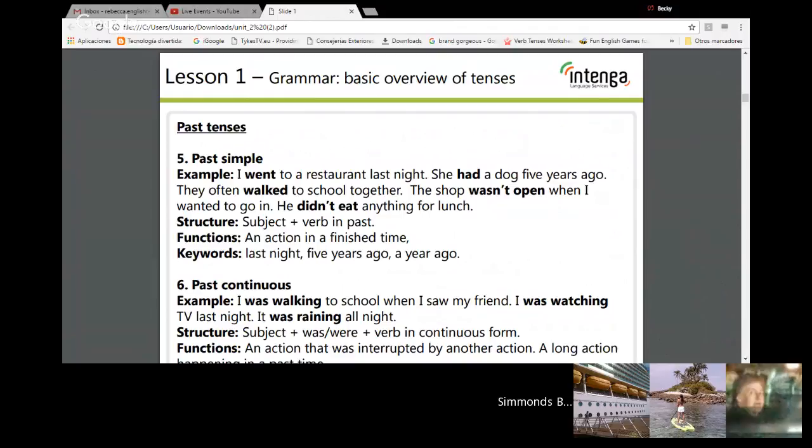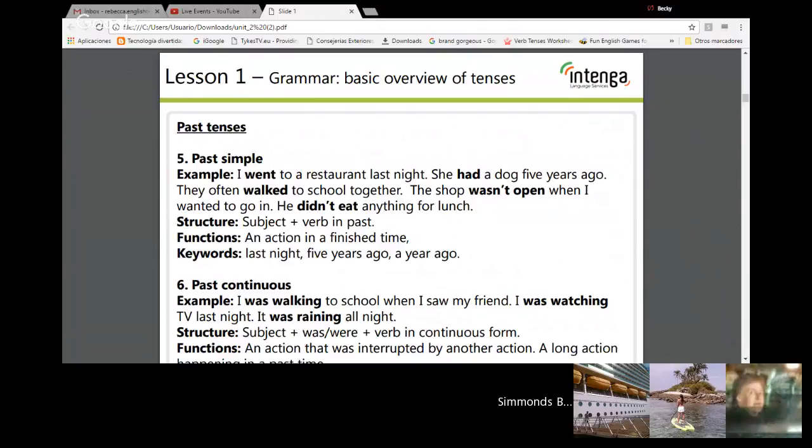Wonderful. Well, what I think we'll do, just like the last class that we did this, is we will have you read. So, for example, Bob, if you'd like to read the past simple, you can read the example, structure, functions, and keywords, okay? Does that work? And number 5, past simple.